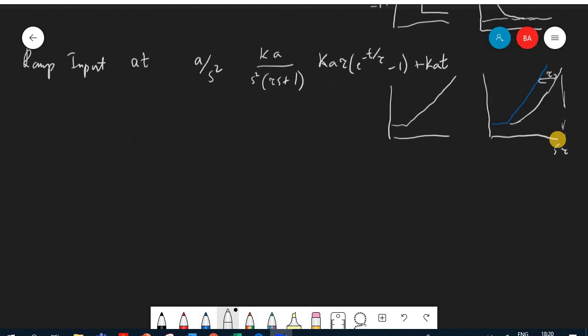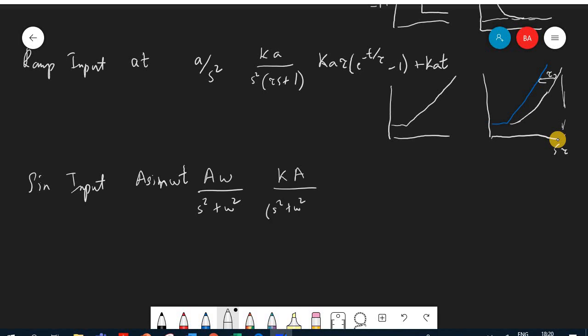And finally, for a sinusoidal input, which looks like a sine omega t, and in the S domain is going to be a omega over s squared plus omega squared. And if you multiply that, this will be k a omega over s squared plus omega squared times tau s plus 1. And I'm going to draw that input, which looks something like that.